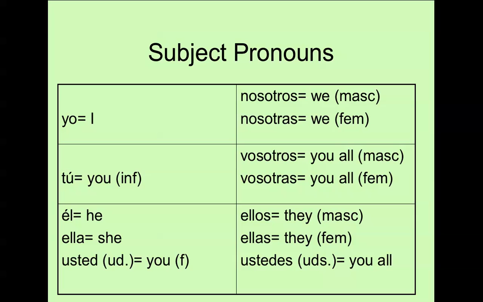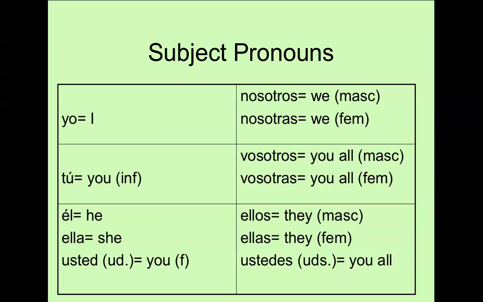Vosotros and vosotras are interesting. Again, it's vosotras if the entire group that you're talking to is girls, and it's vosotros if the entire group you're talking to is guys, or if it's a mixed group. Vosotros and vosotras both mean you all. So I'm talking to a group and saying, hey, can all of you help me? But it's only used in Spain. And in Spain, it's informal, so you would use it with people that you know pretty well. It's not used anywhere other than Spain, however.